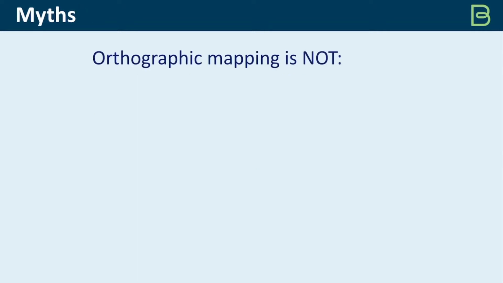Okay? So to begin, orthographic mapping is not new. It is certainly a newer buzzword. The term orthographic mapping is new, but the process has been happening ever since humans learned to read. The process has really been studied since the late 1970s, and it wasn't until about 2014 that Linnea Ehri began using the term orthographic mapping to name this process that we're going to discuss today.